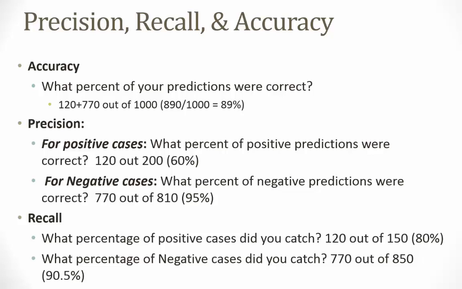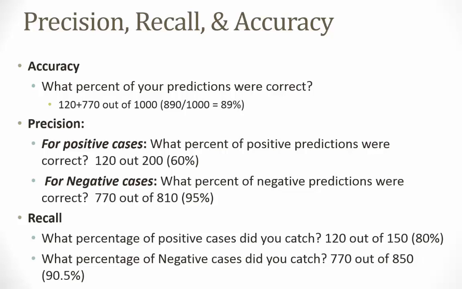Now look at positive cases. Your model predicted 200 observations as positive, of which only 120 were correct. So the precision for positive cases was only 60%. If you predict something as positive, the chance of you being correct would be 60%. Now look at the recall.